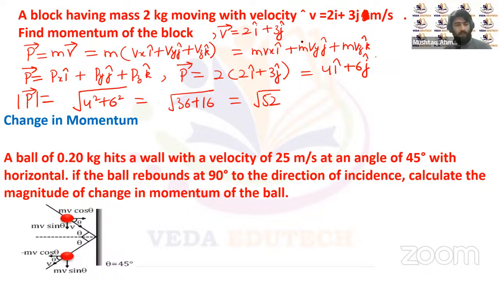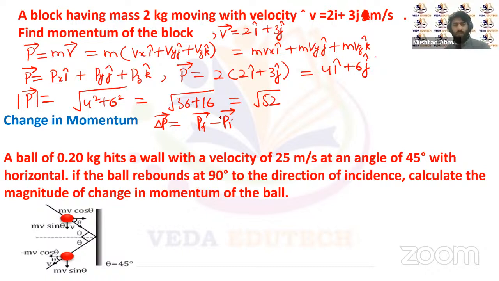And similarly, we define change in momentum as the final momentum vector minus the initial momentum vector, right? Change of any physical quantity is defined as final minus initial. That will be the change in any physical quantity. And similarly, we have change in momentum, defined as final momentum vector minus the initial momentum vector, right?